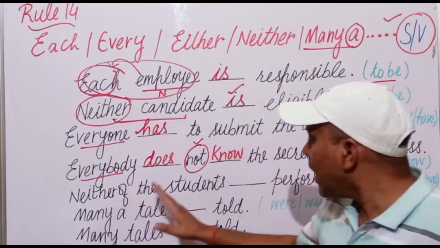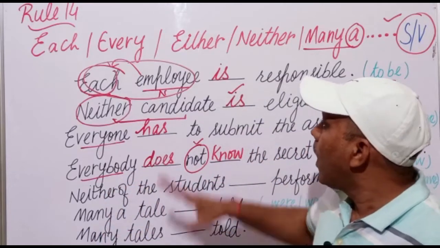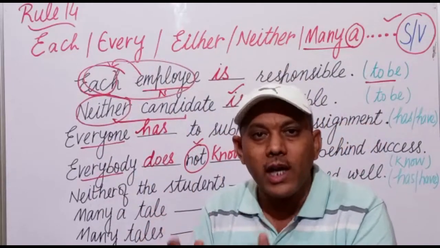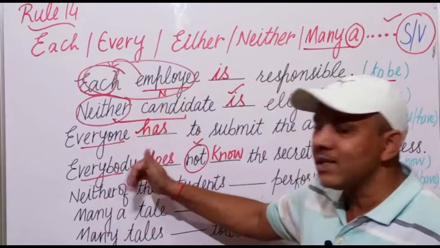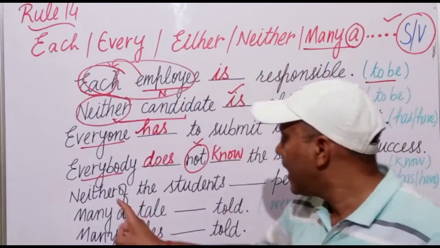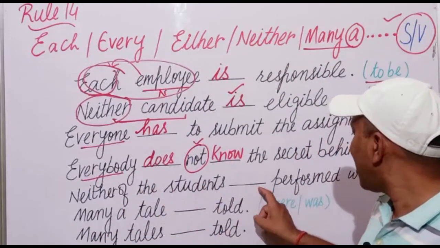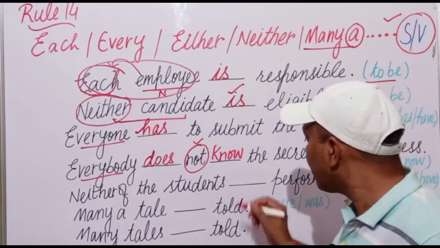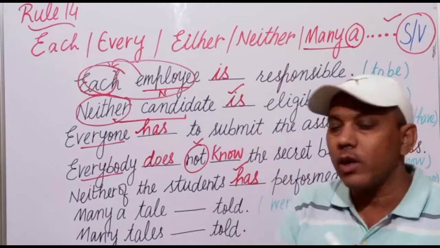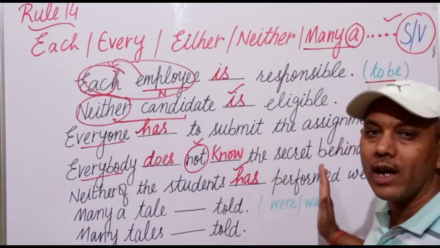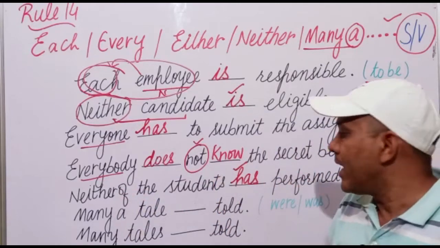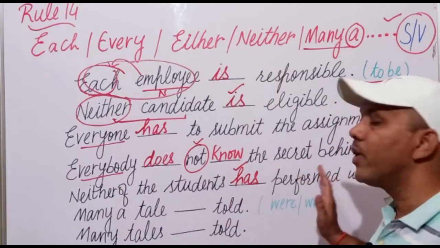Next is neither of the students. Here, either, neither, these words are used as pronouns or adjectives. They always carry a singular verb. Neither of the students dash performed well. We have to fill in has. Has or have, it will take a singular verb. That's why we shall fill in has performed well. Neither student has performed well or neither of the students has performed well.